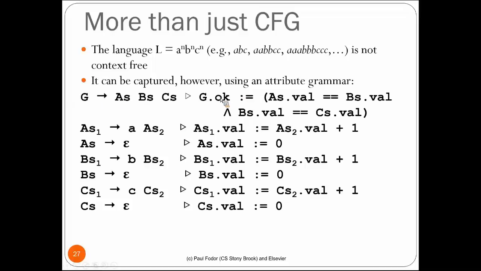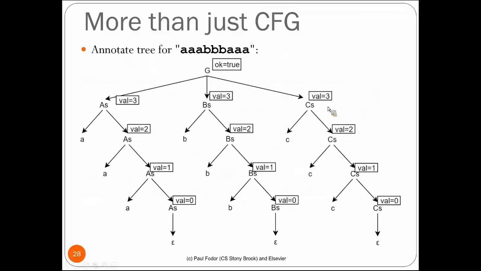Finally, the attribute OK, which signifies whether a string belongs to this language L or not, is a Boolean that is the conjunction of the number of A's being equal to the number of B's, and the number of B's being equal to the number of C's. So for instance, this will build such an annotated tree that from the bottom we can infer everything to the top. Again, the attribute flow is always from the bottom to the top in this example.